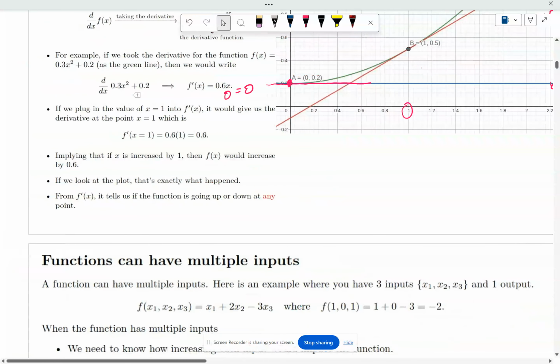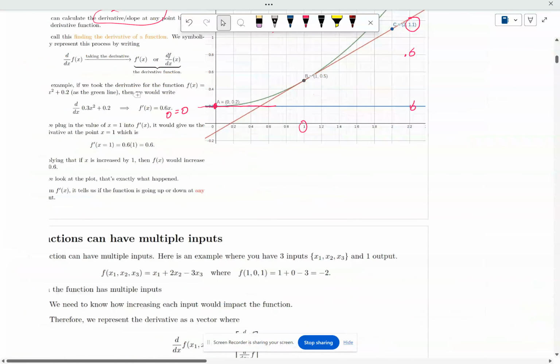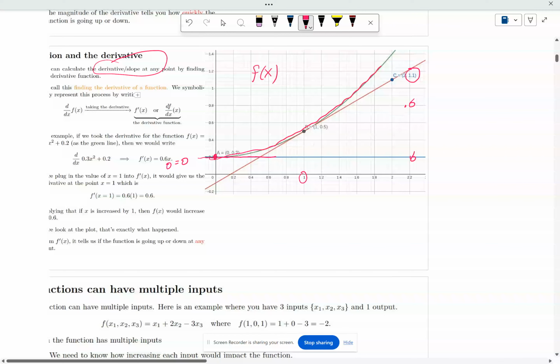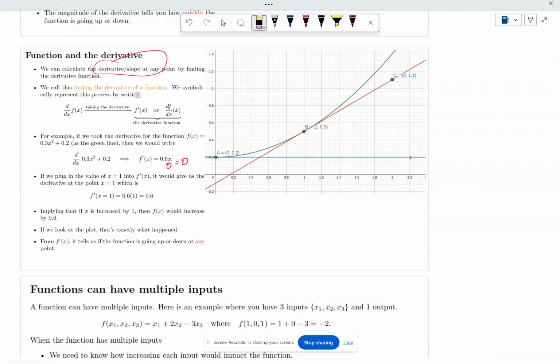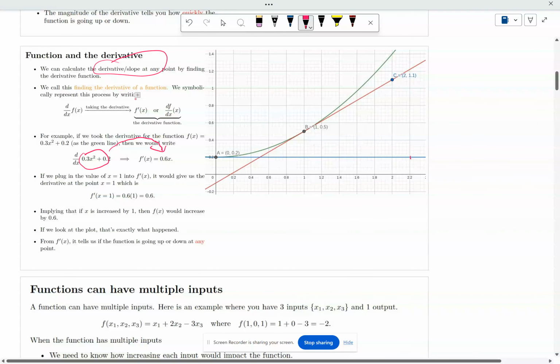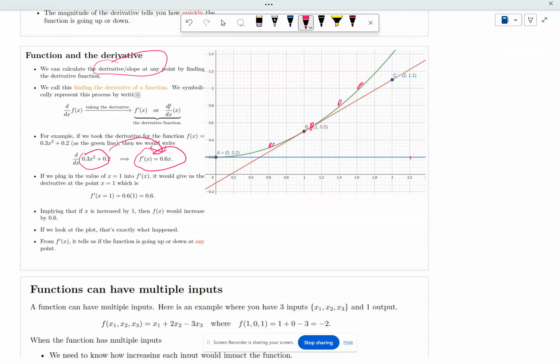So looking at this plot, you can understand and distinguish the concept of a function, which the green line is. From the function, you can calculate the derivative. And the derivative tells you that, given any point in the function, is the function going up or down? Okay, so distinguish the function and the derivative of the function.